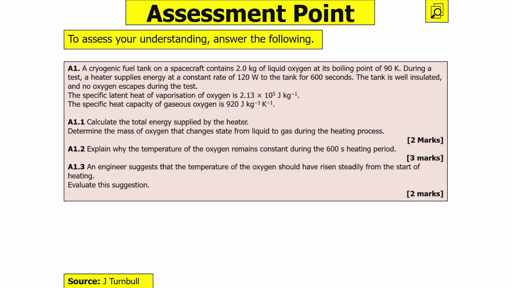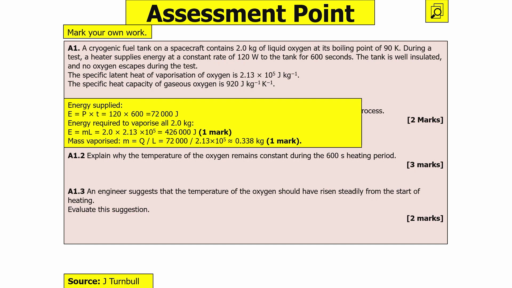Calculate the total energy supplied by the heater. Determine the mass of the oxygen that changes state from liquid to gas during the heating process. Explain why the temperature of the oxygen remains constant during the 600-second heating period. Then an engineer suggests that the temperature of the oxygen should have risen steadily from the start of the heating. Evaluate this suggestion. So, pause the video now, then unpause the video when you want to go through your answer.